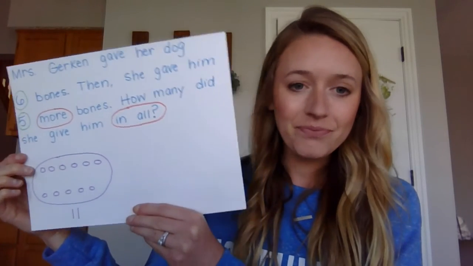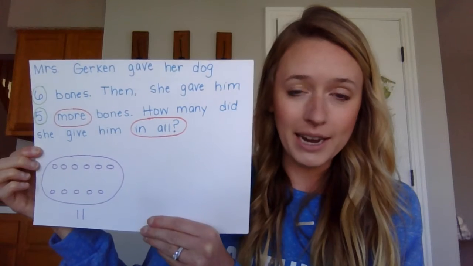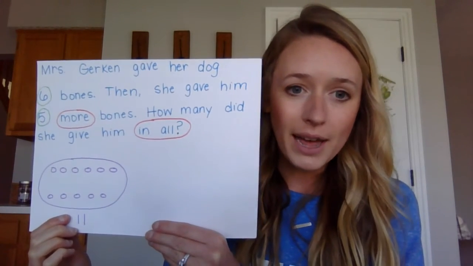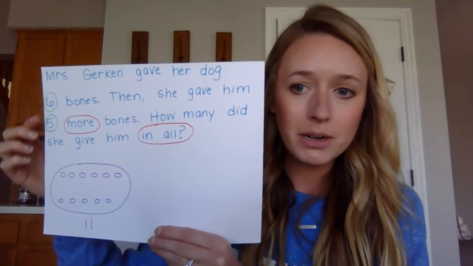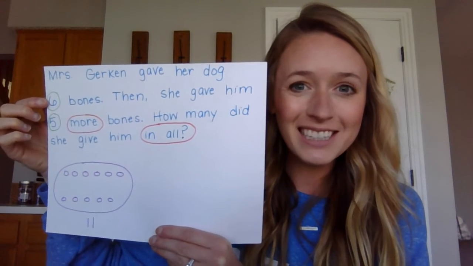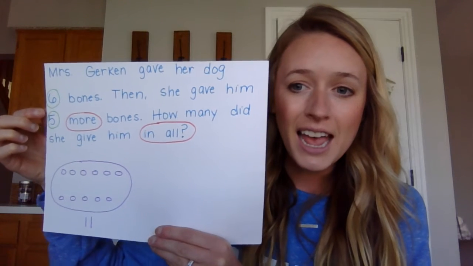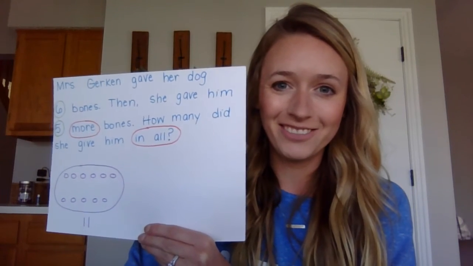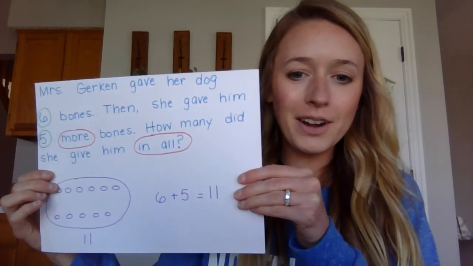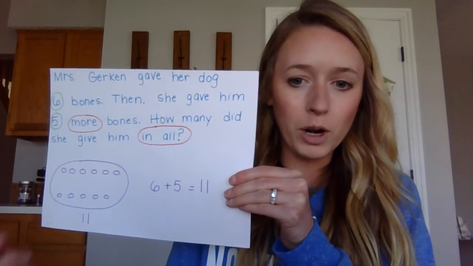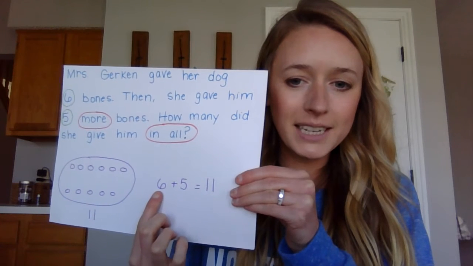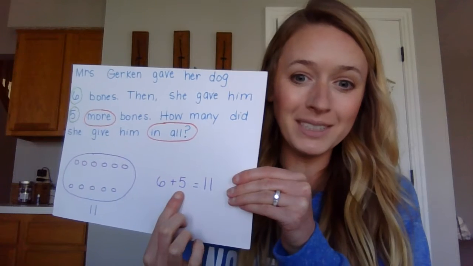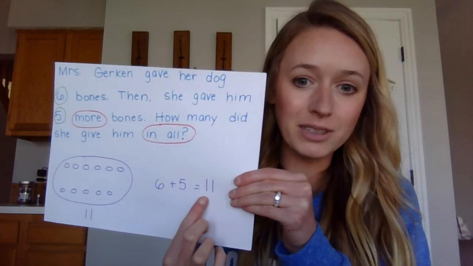So now the last part is we always have to write our number sentence to match our story problem. So that's when I have to remember what my numbers are. Here they are. We circled them, 6 and 5. And we're going to go ahead and write our number sentence next to our picture. So here is my finished word problem. I put in my numbers: 6 bones plus 5 more bones equals 11 bones in all.